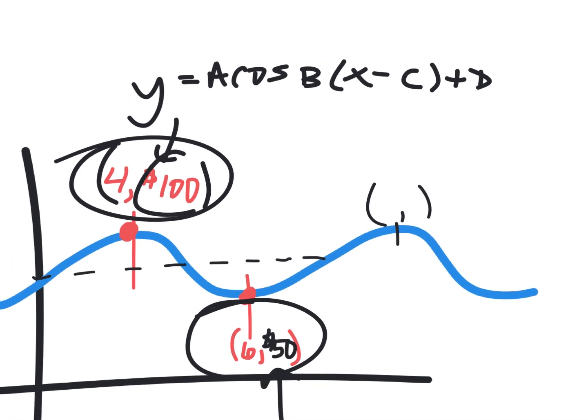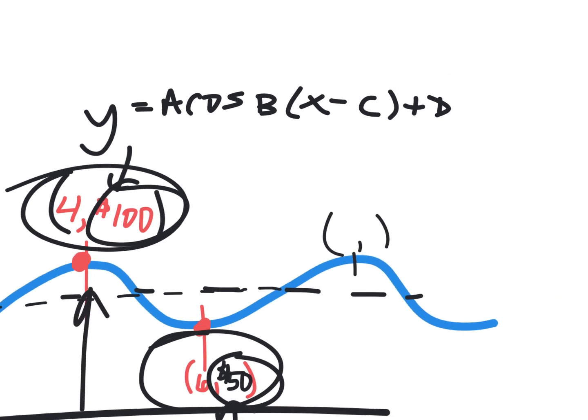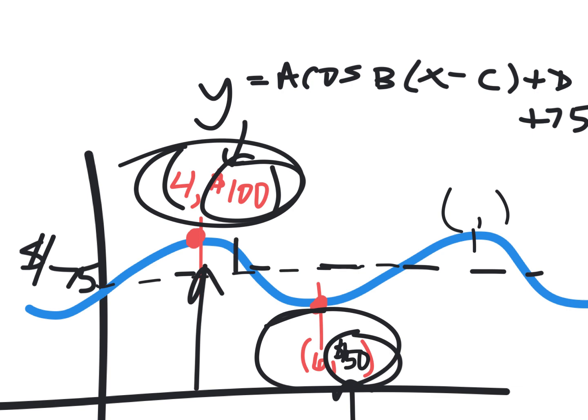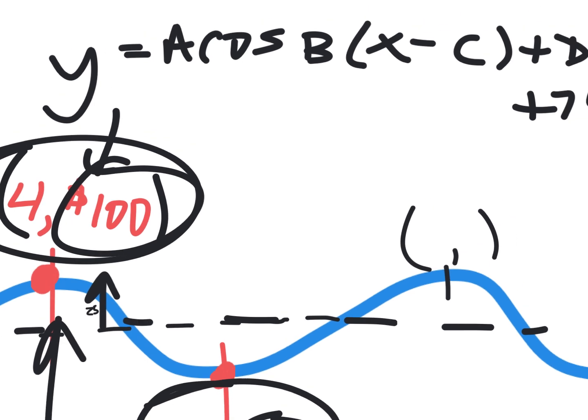That line down the middle is exactly between 50 and 100. What's exactly between those two? 75. So $75 is our midline, or center line, that goes right down the middle. This dotted line here is at 75. That's how far up the graph has been shifted. Now, from the 75 up to the 100 is a height of 25. That little thing right there is 25. Do you know what that's called? Amplitude. So the amplitude is 25.